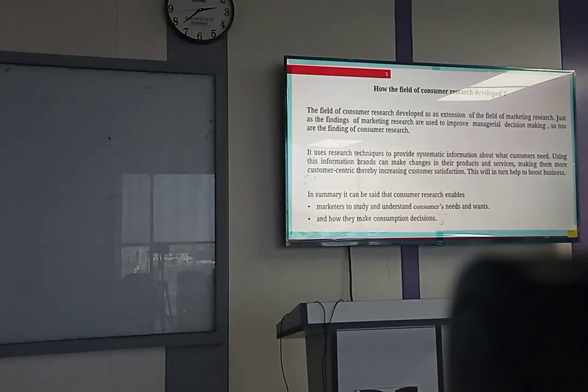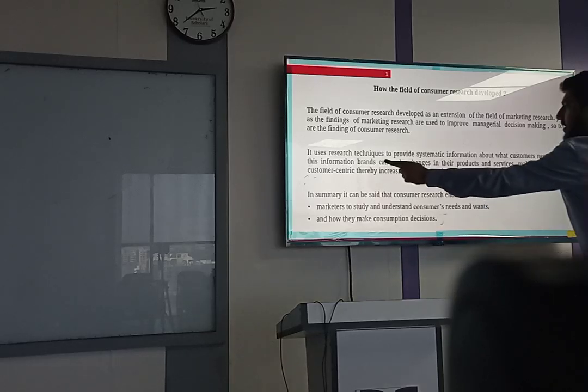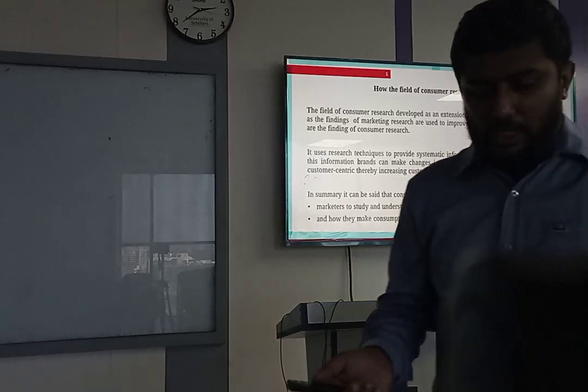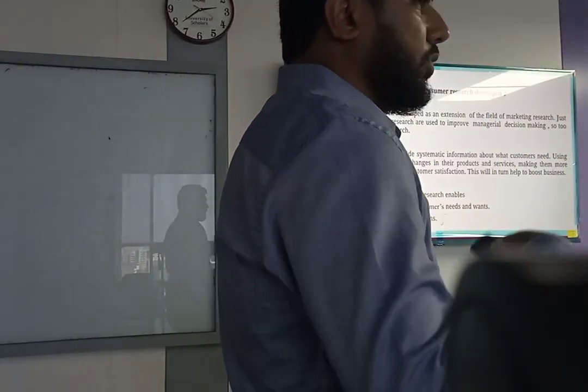So, suppose out of 6, 5 of them can afford a 1 lakh taka mobile. I can afford a 10,000 taka mobile. So now, using this information, brands can make changes in their products, depending on the ability of the customer. They bring change in the product and services, making them more customer centric, thereby increasing customer satisfaction. So when the product meets the satisfaction level of the customer, then the sale will go higher.